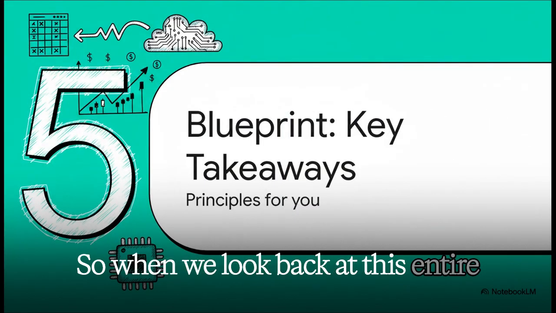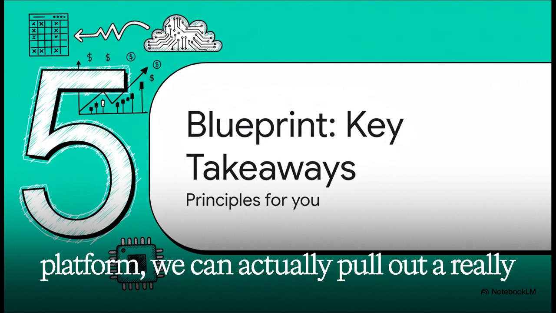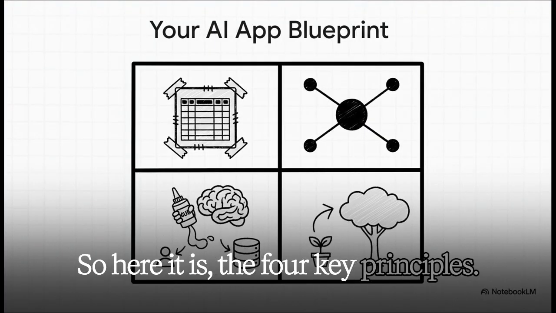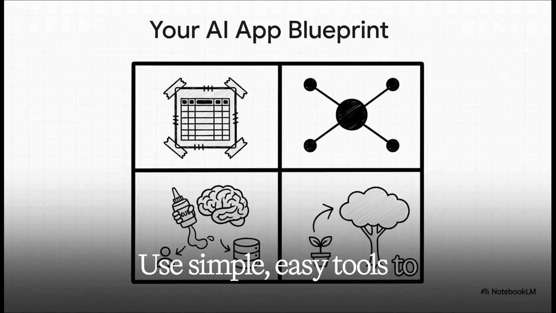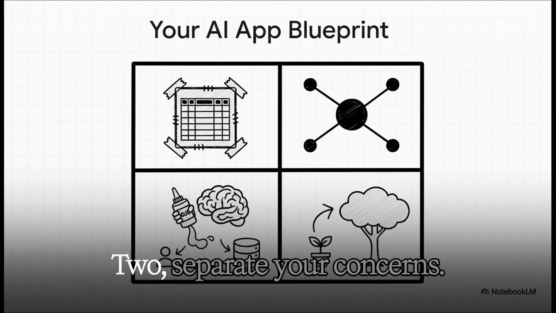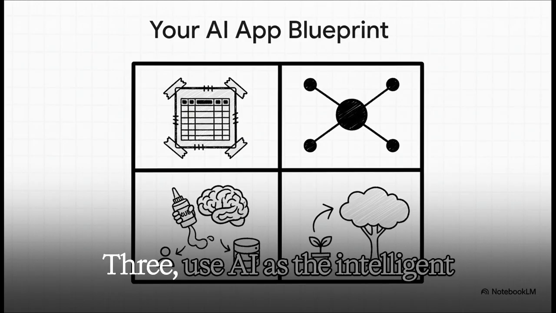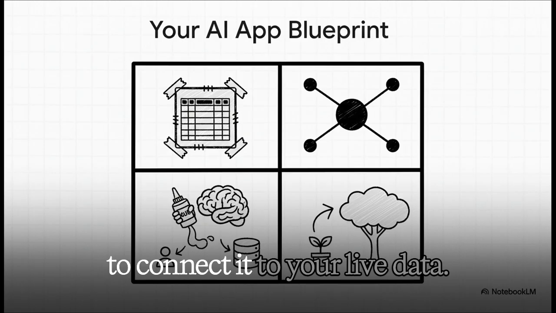So when we look back at this entire journey, from a simple idea on a spreadsheet all the way to a full-blown AI platform, we can actually pull out a really powerful blueprint that you can apply to almost any big idea you might have. So here it is, the 4 key principles. Number 1, start scrappy. Use simple, easy tools to prove your concept fast. 2, separate your concerns. That hub and spoke model keeps things clean and manageable. 3, use AI as the intelligent glue, using function calling to connect it to your live data.